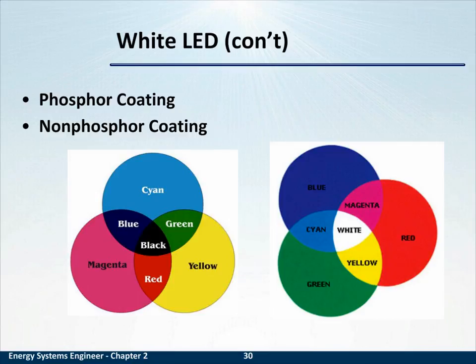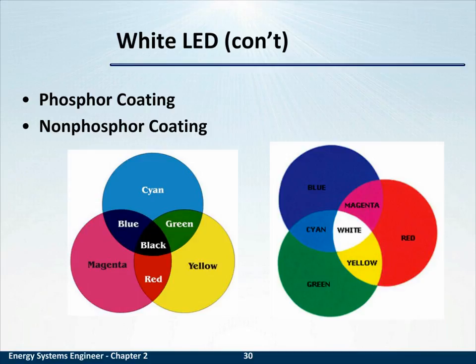There can be white LEDs that are indeed like a miniature fluorescent. The diode actually creates UV light. The LED actually has phosphor coating, so that UV light excites the phosphor just like in a fluorescent light. You can also have non-phosphor white LEDs, and what they do is they generate a combination of colors.